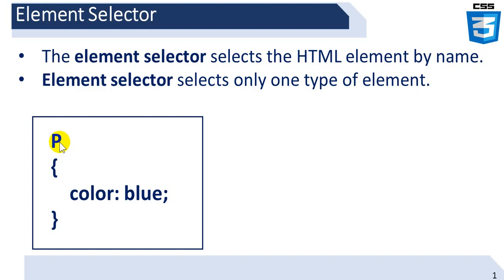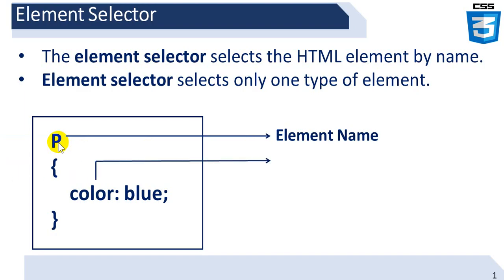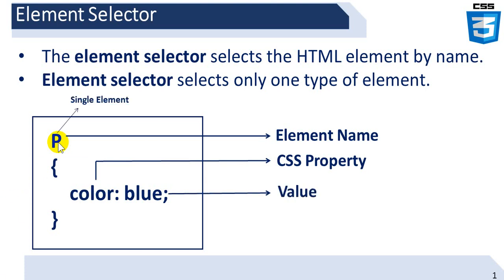So here syntax is the same thing, guys. This P is my element name. So the element name can be anything. It can be paragraph, it can be image, it can be marquee, it can be h1, any name. So now inside curly bracket color, see, this is my CSS property, guys. Then blue is my value here, and it is a single element we are selecting. So whenever we select a single element, we call this an element selector.